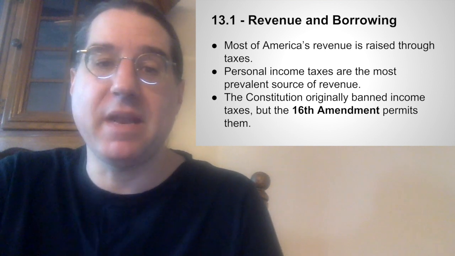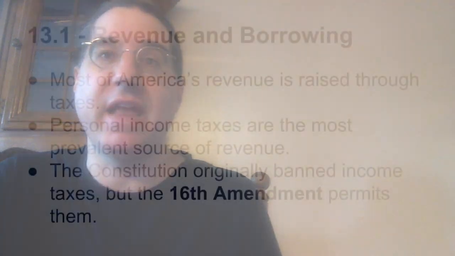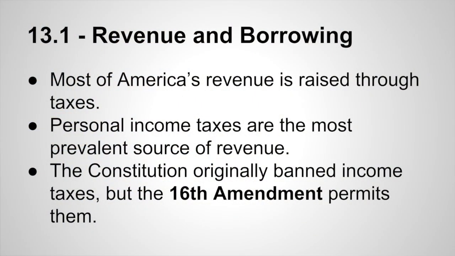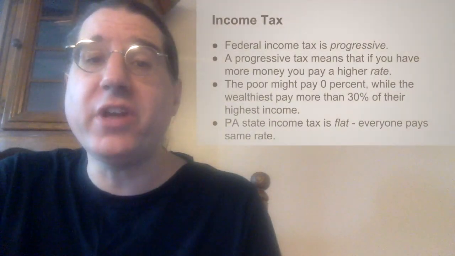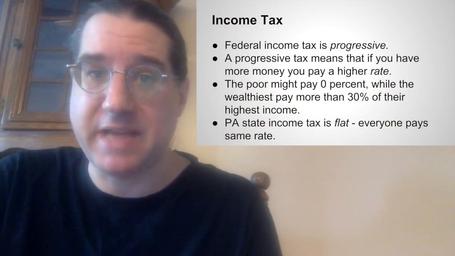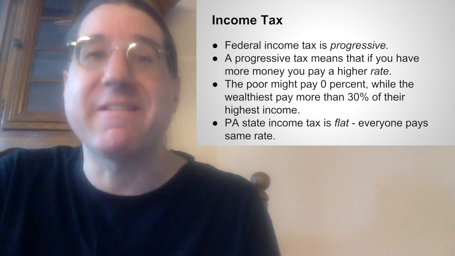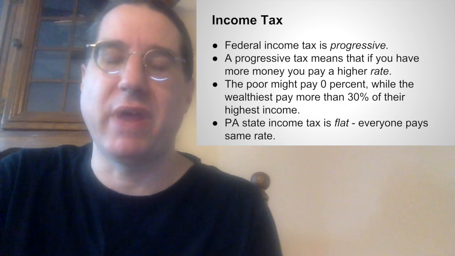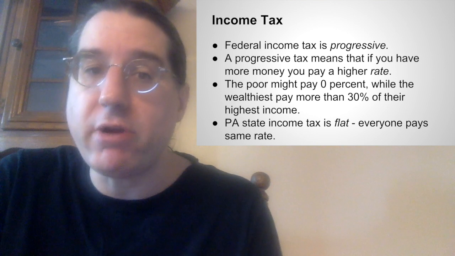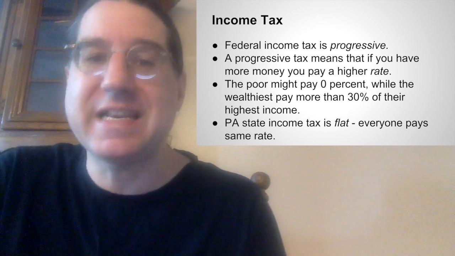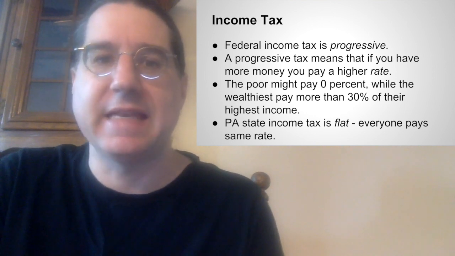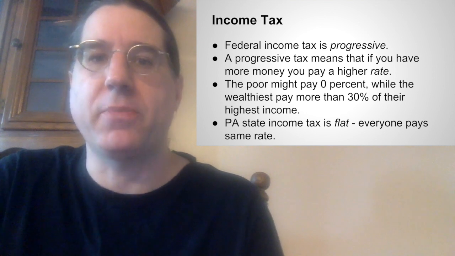But the 16th Amendment allowed for the establishment of an income tax that didn't have to be on a per capita basis, and now the federal government heavily relies on that income tax. Now, one feature of the federal income tax that's not shared by all income taxes is that the federal income tax is progressive. This means that the higher your income, the larger the percentage of your income that you will pay in taxes. It's all about the percentage.